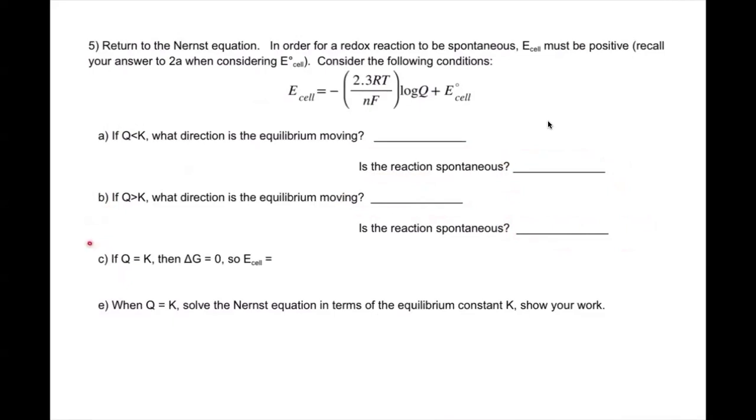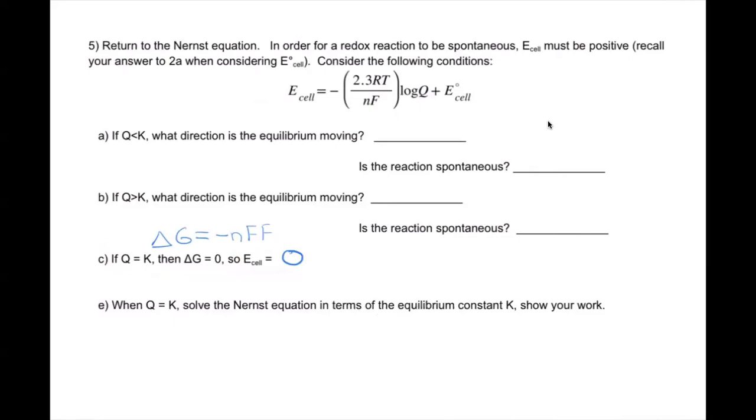In part C, we're asked about when we are at equilibrium, so if Q is equal to K, we can recall that delta G is equal to 0. And if delta G is equal to 0, what is E cell? Remember, we know delta G equals negative NFE. So if delta G is 0, then E cell must also be 0.